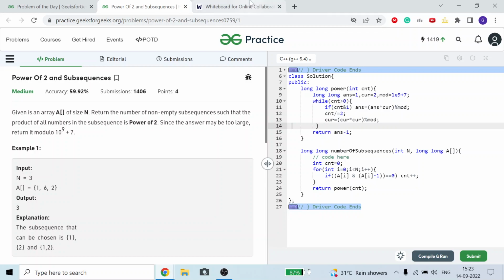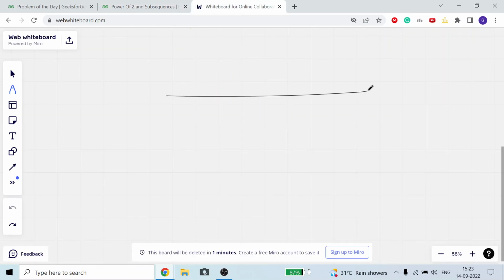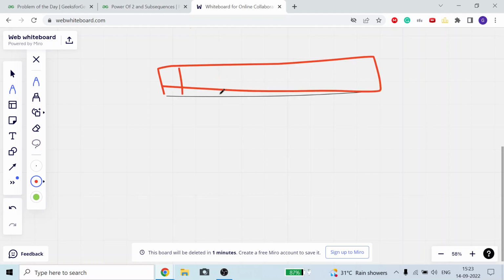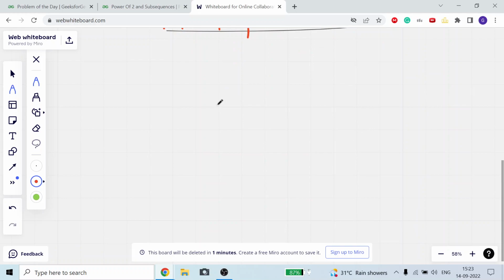Okay guys, so now what we have to do: we have an array given to us. Let me take a thick marker like that. This is some array given to us with some numbers. Now we have to find a subsequence. Suppose we are going to solve this problem using examples, because without examples it's a simple problem.